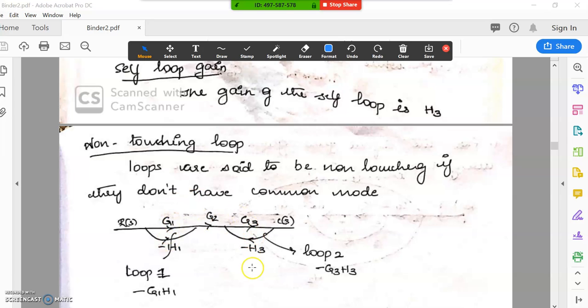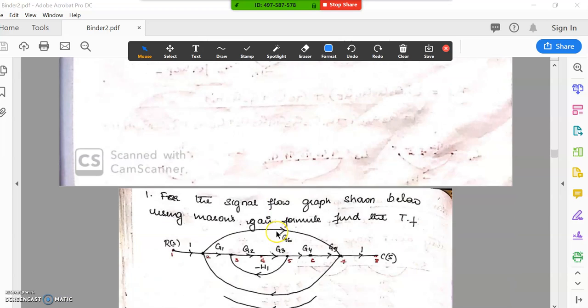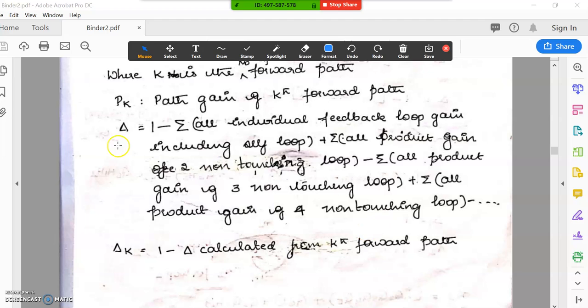Non-touching loops: these two, L1 and L2, are loops and they are also non-touching. So the product of the two non-touching loops, plus the product of three non-touching loops, minus the product of three non-touching loops, plus the product of four non-touching loops. It goes on like this.